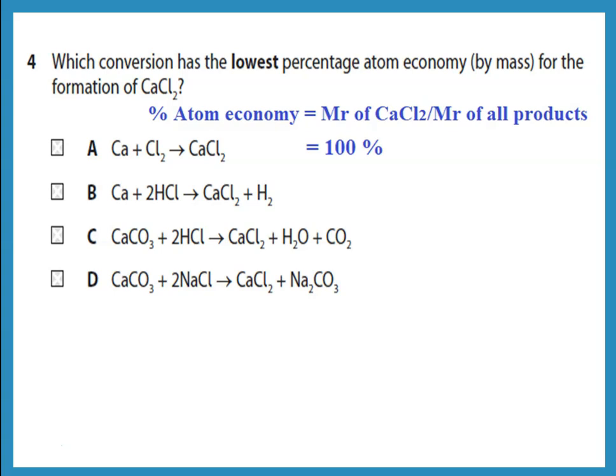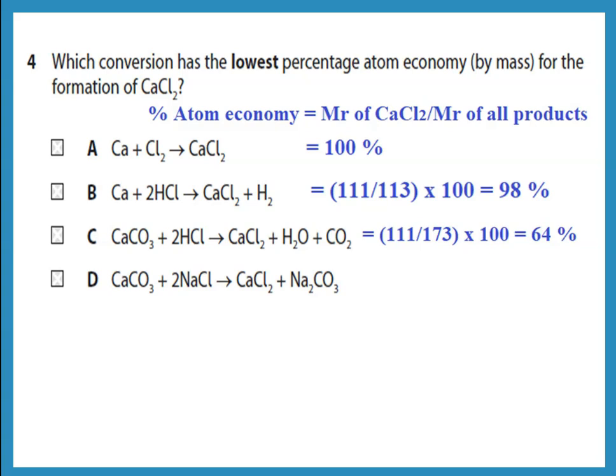For B, I need to calculate the molecular mass of calcium chloride over the molecular mass of all the products. That means the molecular mass of calcium chloride plus hydrogen, and times 100, of course, this is the percent atom economy. This would be the percent atom economy for C and the percent atom economy for D, and he's saying which one is lowest. Well, D is the lowest, and you should realize that the more the molecular mass of the products, the less the percent atom economy.